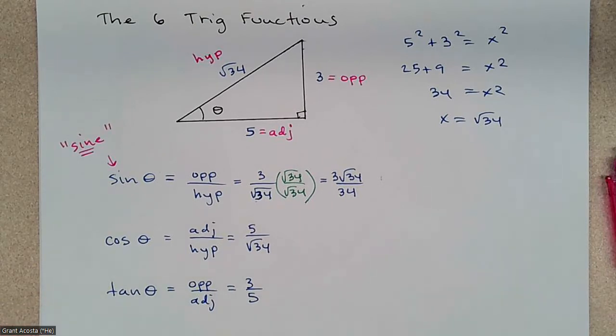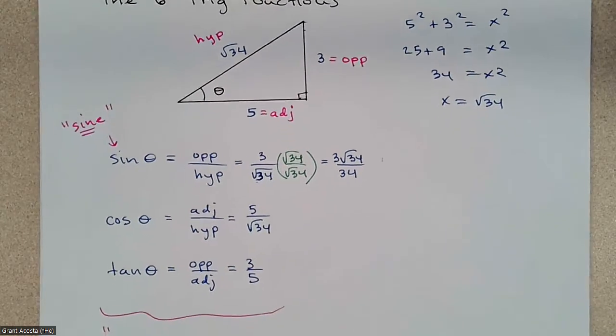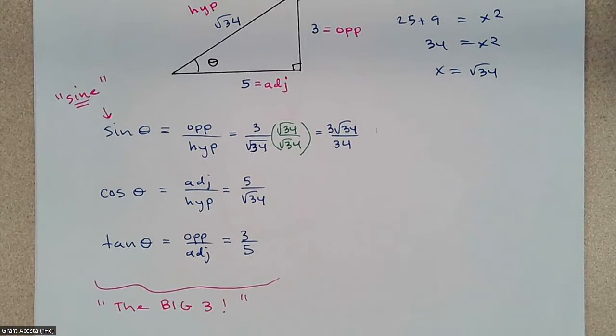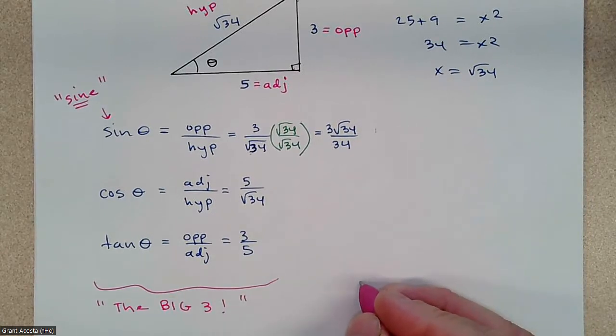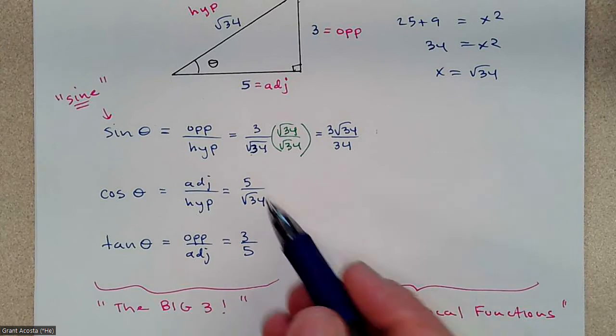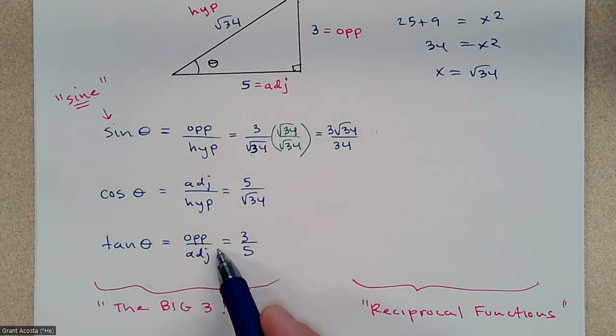Okay, these 3 trig functions, I put them in this column. I often refer to these as the big 3 because these are the ones we mostly use. The big 3. The other 3 trig functions are called the reciprocal functions, because they literally are just the reciprocals of each of these 3 trig functions.